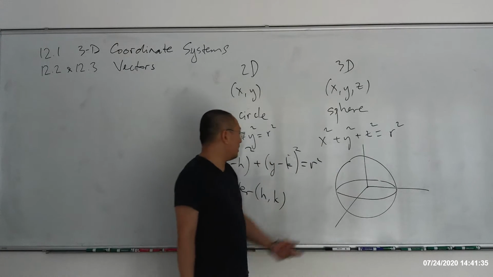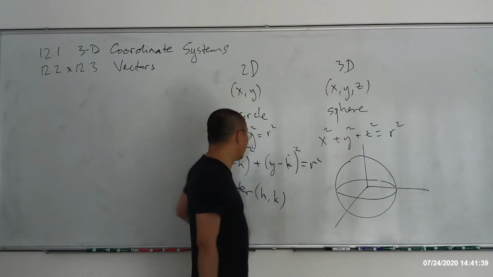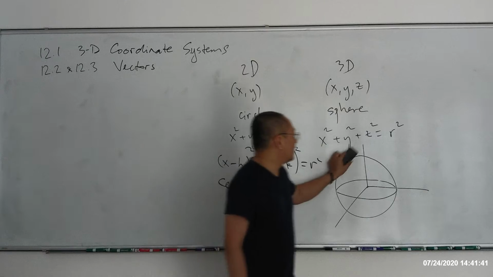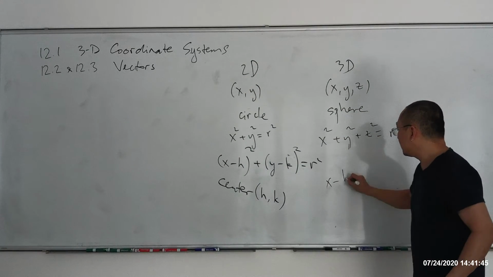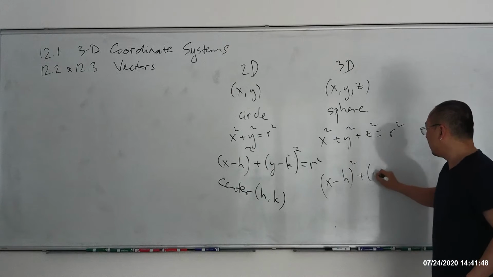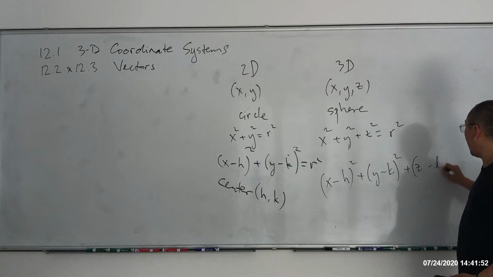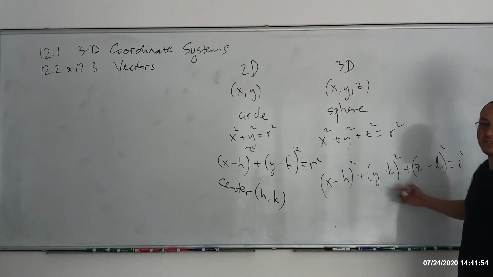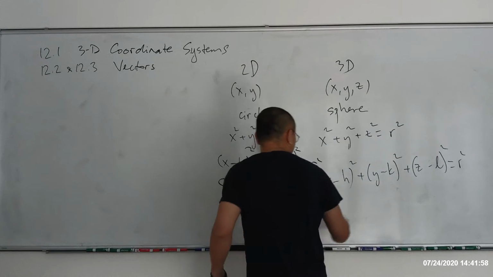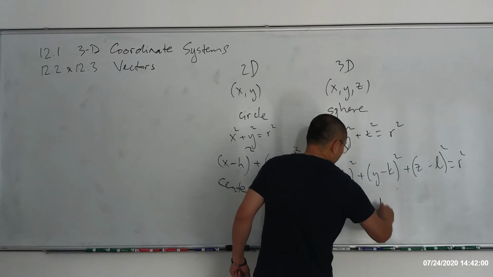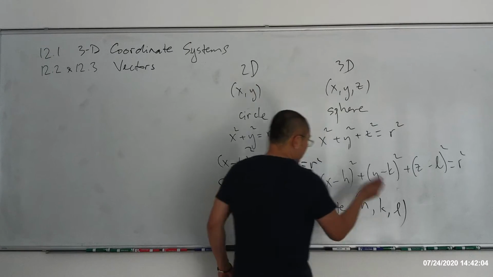You do the same thing here. You go to (h, k, l), and then you have a sphere with a new center: (x minus h) squared plus (y minus k) squared plus (z minus l) squared equals r squared. Still the same sphere, just moved to a new center. That's the point. The center is at (h, k, l). Okay?